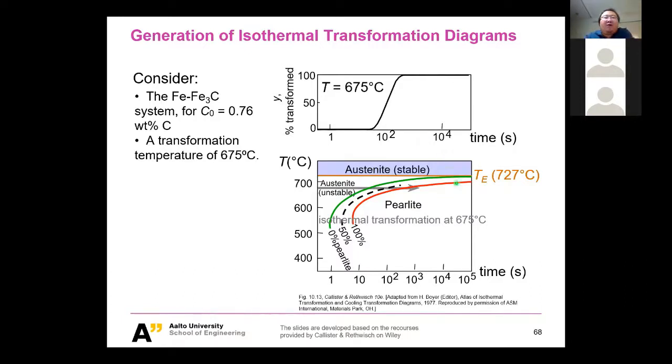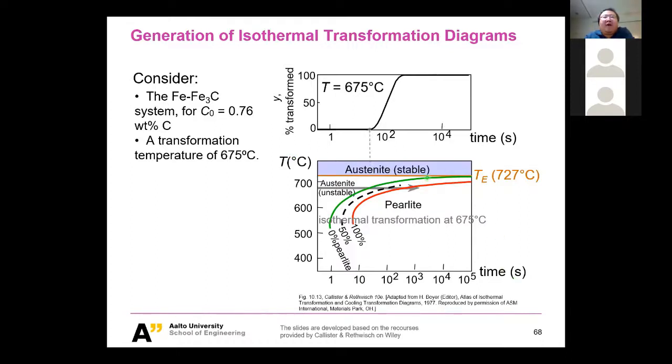And what we're going to use is the so-called TTT diagram. So this is an isothermal transformation diagram. This is the temperature, and this is time. So how do we do this?